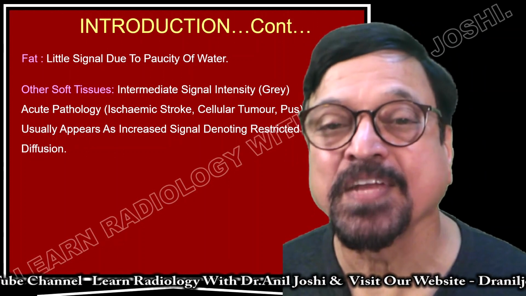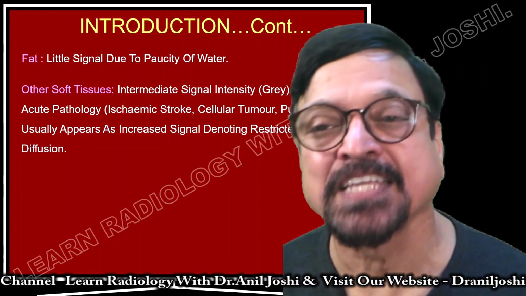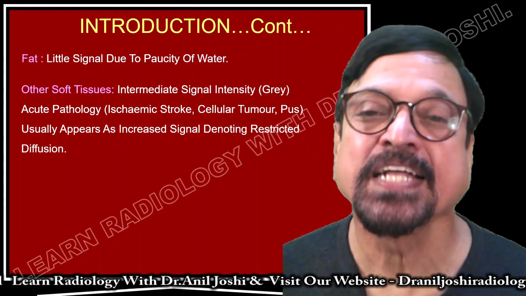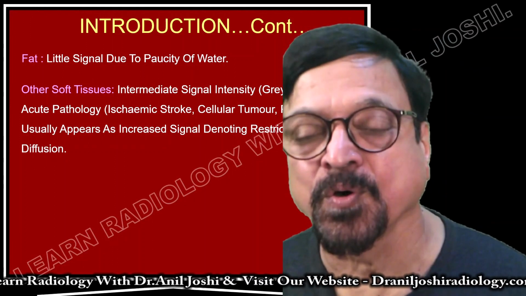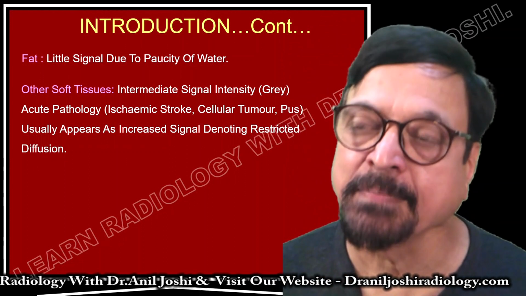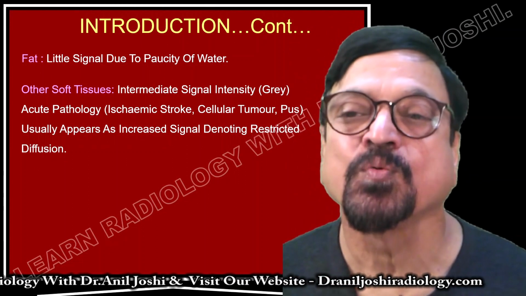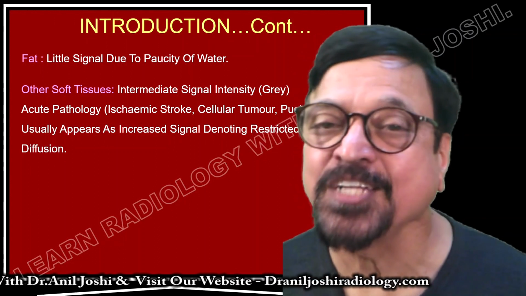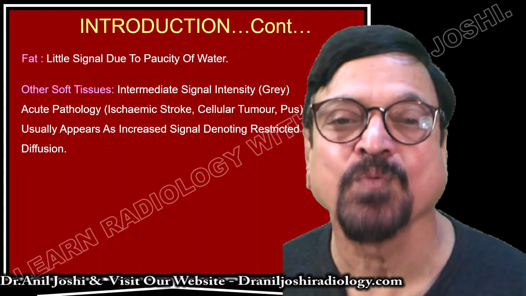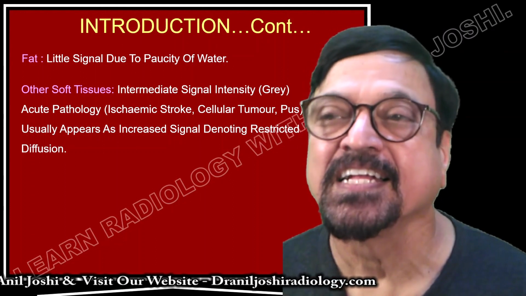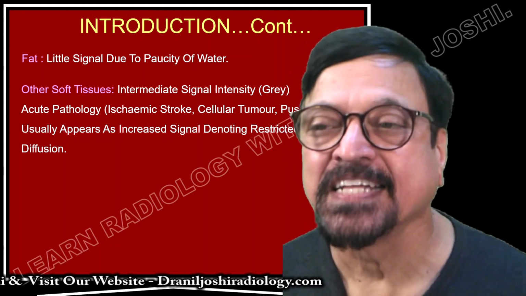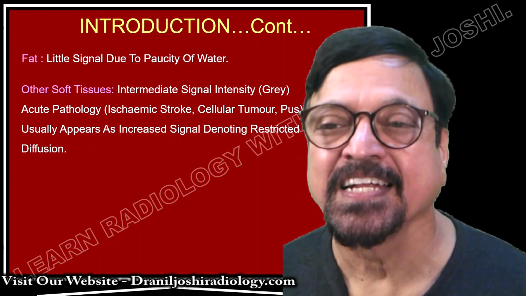What happens when a tissue suffers ischemia? It becomes swollen, and there is always an exchange of water going on between the extracellular compartment and the tissues. So once the tissue swells, this exchange of hydrogen, that is the water which is going on between the tissues and the extracellular compartment, gets blocked. That's why the word restricted diffusion.